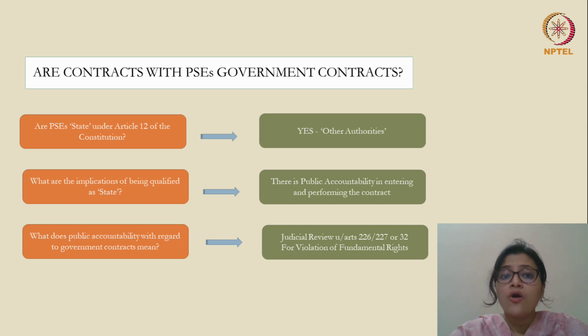Therefore, contracts with public sector undertakings are government contracts. They would be answerable to the public in performing their obligations, and they could also be amenable to judicial review before the Supreme Court or the High Court if any action that they take under these government contracts results in the violation of fundamental rights of citizens or groups of citizens in the country.